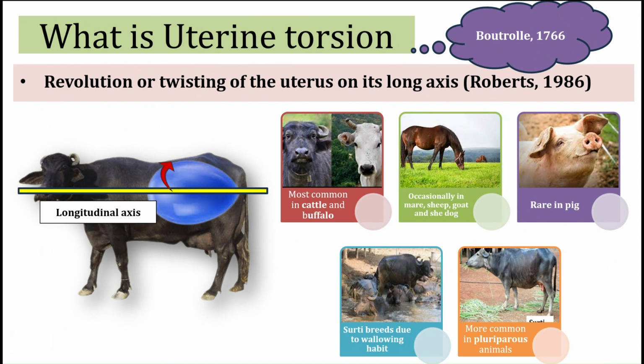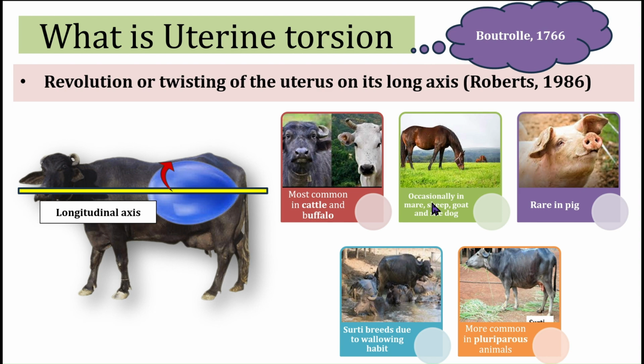So what is uterine torsion? Uterine torsion is the revolution or twisting of the uterus on its longitudinal axis. It was first reported by Bertolli in the year 1766. Uterine torsion is most commonly reported in cattle and buffalo. There are certain predisposing causes for cattle and buffalo that we will discuss in the next slide.